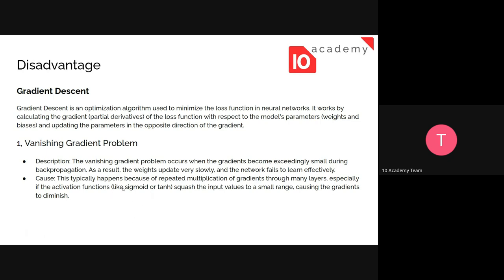It typically happens because of repeated multiplication of gradients through many layers, especially if the activation functions like sigmoid or tanh squash the input values to a small range. Those are the types of activation functions that we're going to use. There's the sigmoid, there's the tanh, and also there's the ReLU. But in LSTM, we mostly use the sigmoid function.